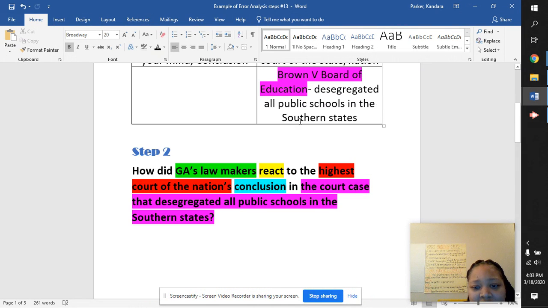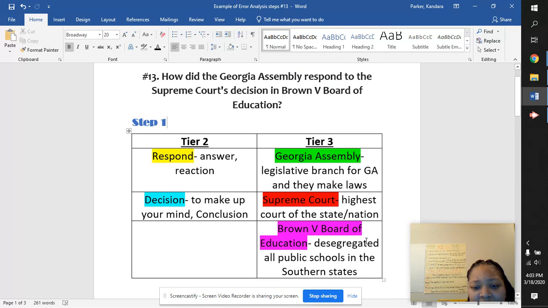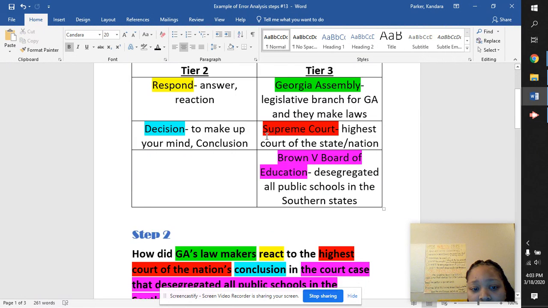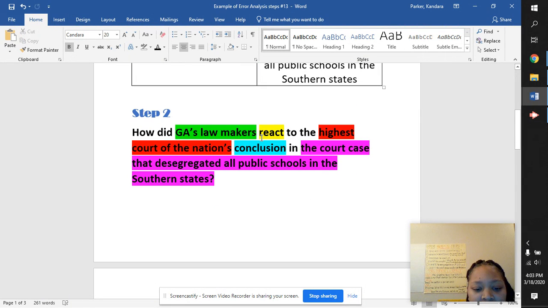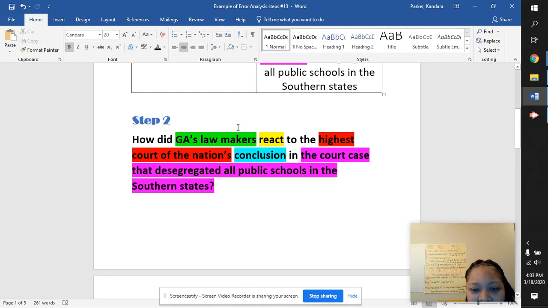All right, let's go to step two. So notice how we defined everything. We pulled all the key words out. If you want to underline them to make sure that you got it, okay, cool. Moving on. Step two. In step two, I essentially match the colors with up here.